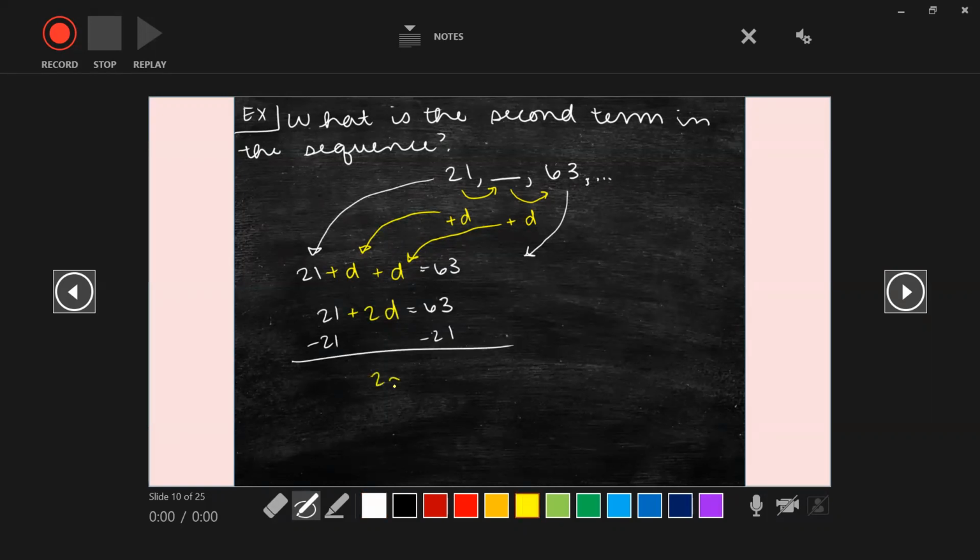So you have 2D is equal to what? 42. And then lastly, we'll divide by 2. So we get D is equal to 21. How is that helpful? Yeah, so if I look back at my little diagram here, where I was adding D each time, well, now I'm adding 21. And so it's going to be 42.